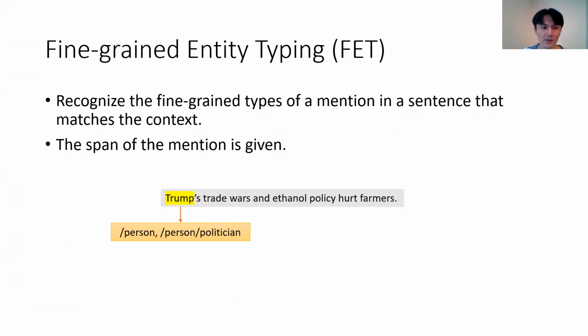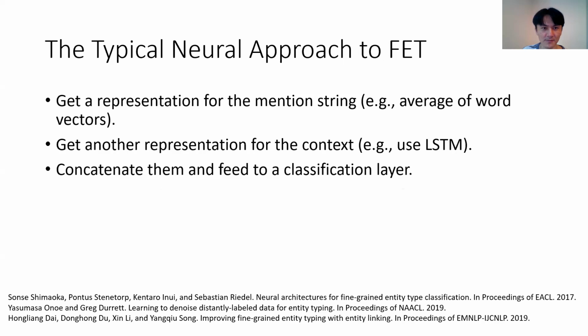Fine-grained entity typing is a task that aims to recognize the fine-grained types of a mention in a sentence that matches the context. In the example below, the entity mention Trump should be typed as person politician. Although Donald Trump also has other types, such as businessman, TV personality, they do not fit the context and thus should be regarded as incorrect.